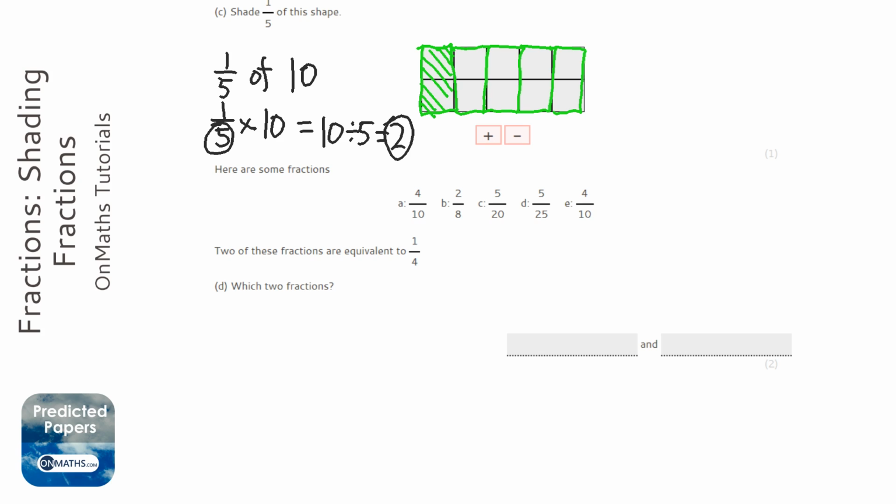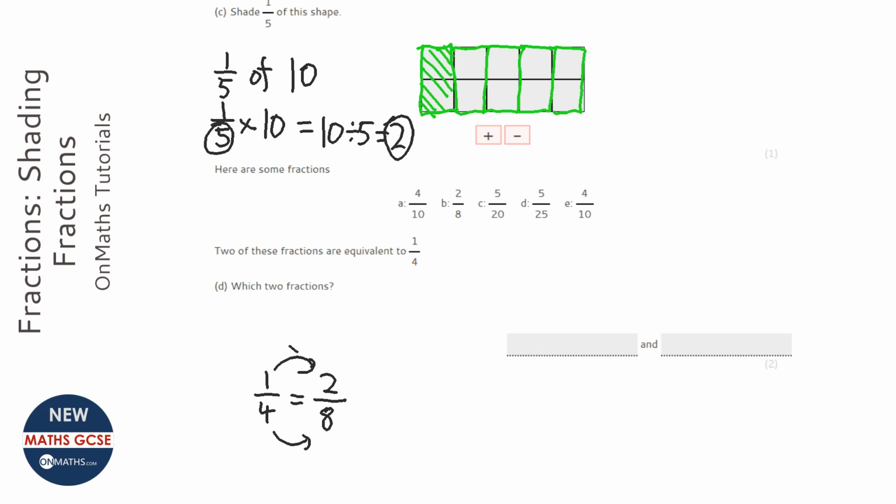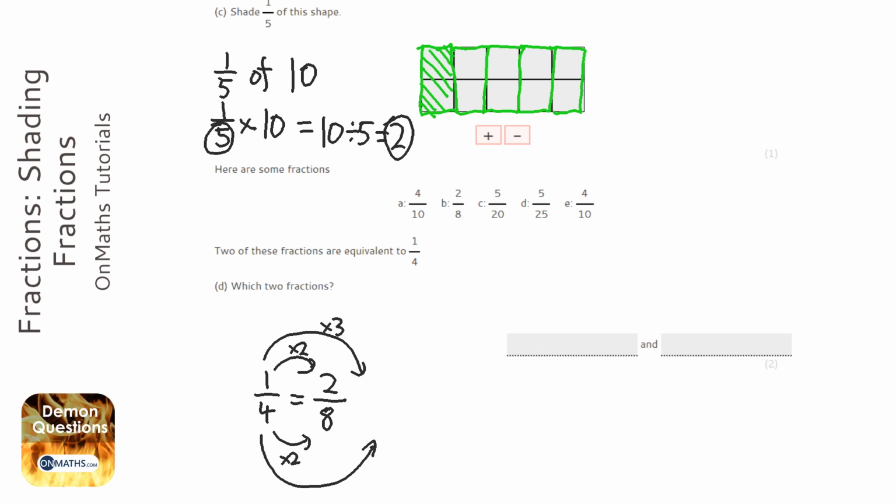And the last question says, write down the fractions there that are equivalent to a quarter. Well, a nice easy way of starting this question off is just write down things that are equivalent to a quarter. So what I'm going to do is I'm going to times top and bottom of this fraction by 2. So 2 over 8. So I've times them by 2. Then I'm going to times them by 3. So it would be 3 over 12.